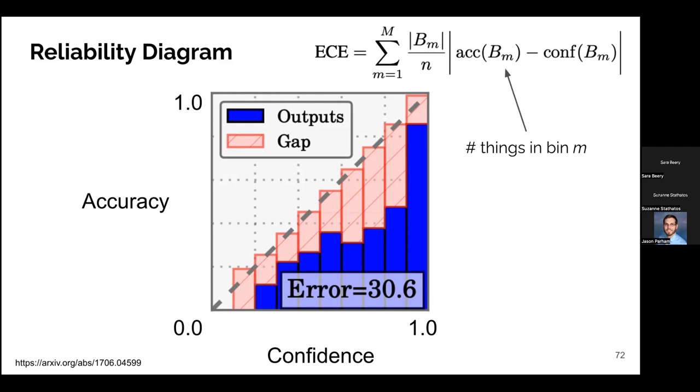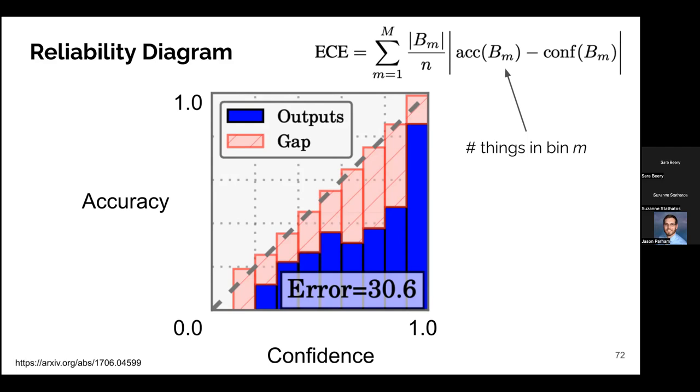And there's a little step here where, in the expected calibration error, the way you summarize this graph into one number is basically just a weighted average of these blue bars, or of the gap between the blue bars and the dashed line. So just weighted by the number of predictions that actually fall in that bin.